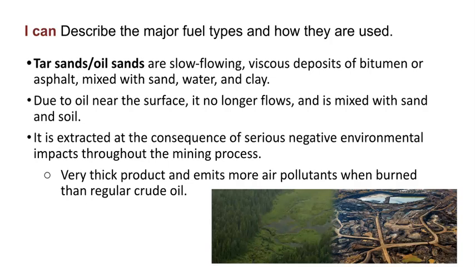All right, here's a type of petroleum. They are sometimes called tar sands, sometimes called oil sands. They are slow flowing, so they're like semi-solid, semi-liquid. They're viscous deposits of bitumen. So know the word bitumen is the particular type of petroleum found in this. They have to mine it. It's near the surface, and so they mine it.